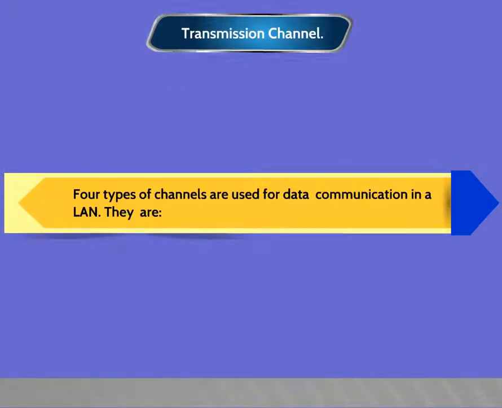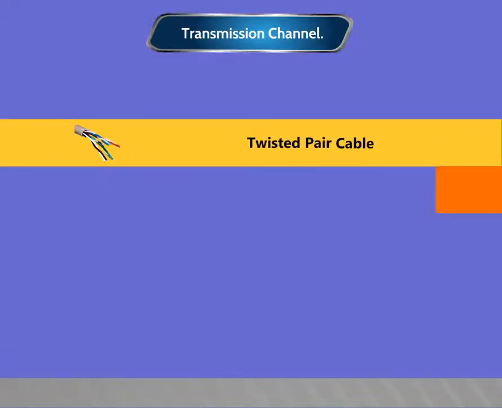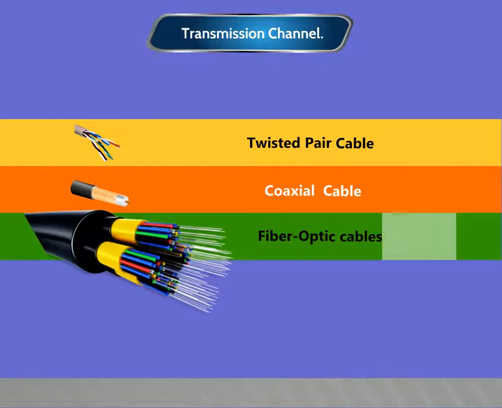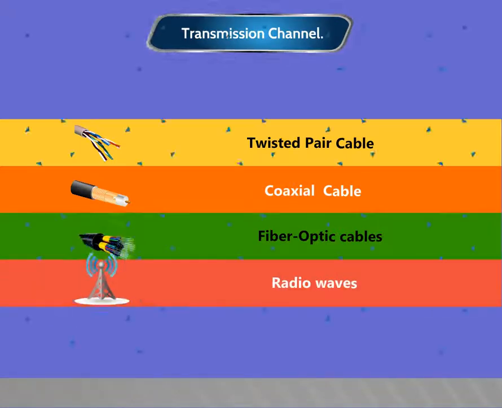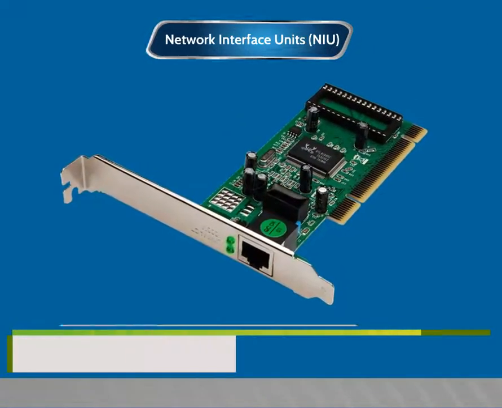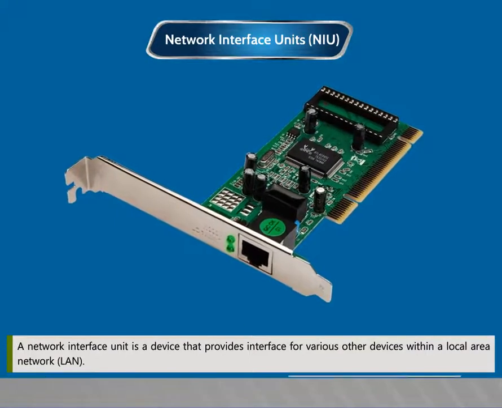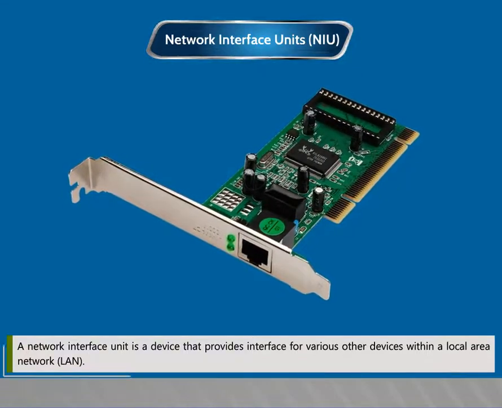4 types of channels are used for data communication in a LAN. They are twisted pair cable, coaxial cable, fiber optic cables, radio waves. Network interface units, that is NIU. A network interface unit is a device that provides interface for various other devices within a local area network, that is LAN.